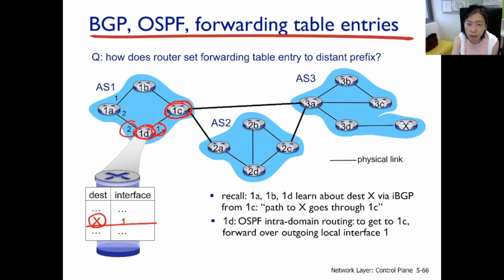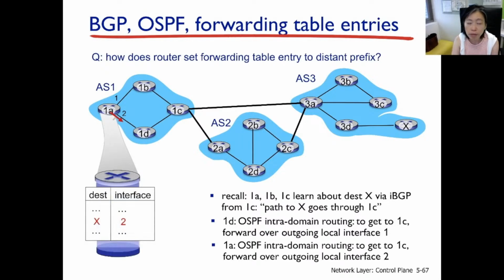How would 1D know that? Well, call the intra-AS routing there. Let's say it's OSPF. So OSPF is going to tell us, if the destination is 1C, what is the link along the shortest path to 1C. So that happens to be 1, so we will fill this entry here, interface column being 1.